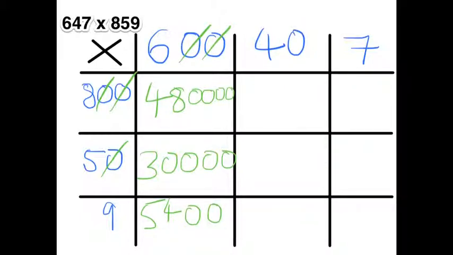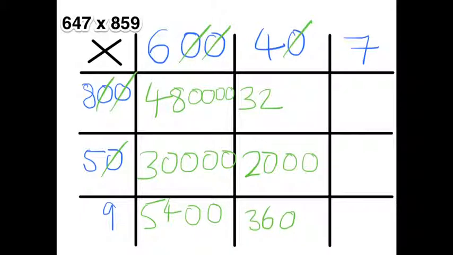Next, I know I have to take the 0 off the 40, 4 times 9 is 36, and add that 0 I took off there onto the end. Next, 5 times 4 I know is 20, but I took 2 zeros off the 5 and the 4 together, so I should put them on the end. Next is 8 times 4, which I know is 32, but I took 2 zeros off the 800 and 1 zero off the 40, 3 in total, which I put on the end.